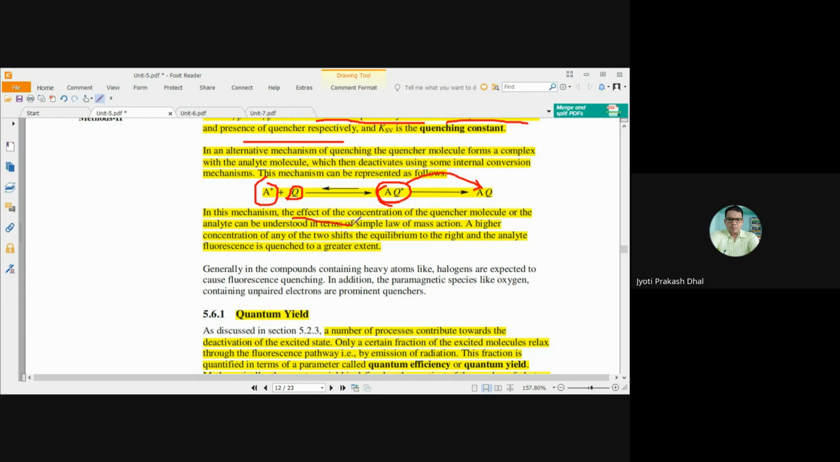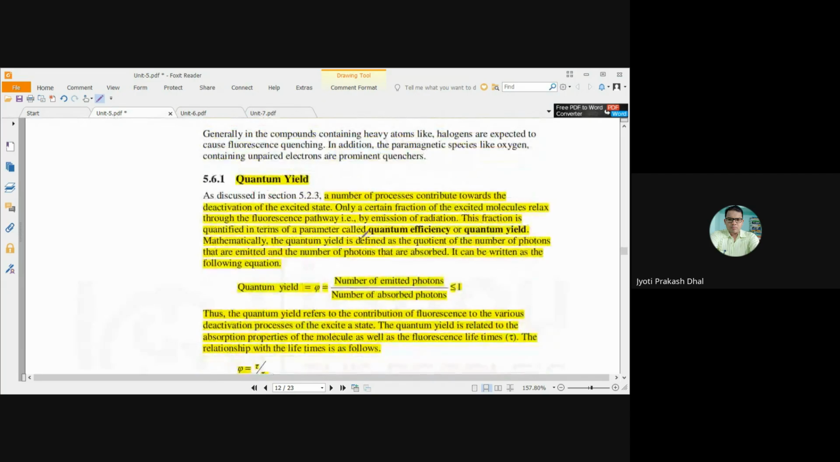In this mechanism, the effect of the concentration of the quencher molecule or the analyte can be understood in terms of the simple law of mass action. By the simple law of mass action, a higher concentration of either of the two shifts the equilibrium to the right, and analyte fluorescence is quenched to a greater extent. So that means a higher concentration of the analyte or of the quencher shifts the equilibrium towards the right hand side, that is, the process of quenching.